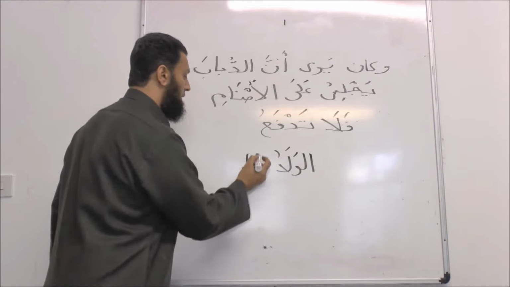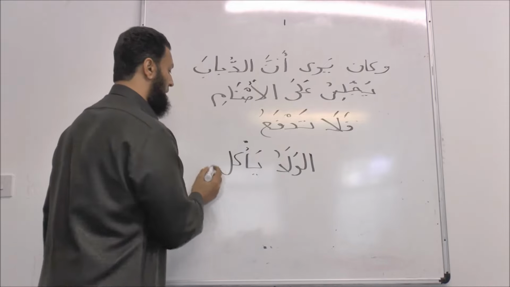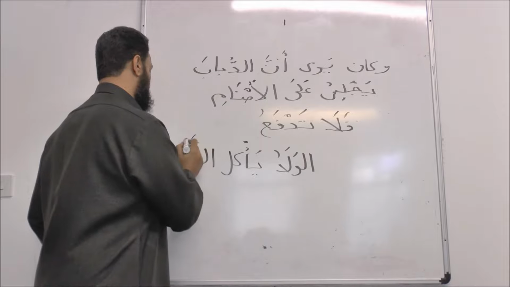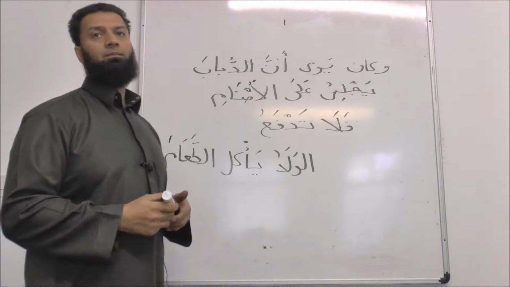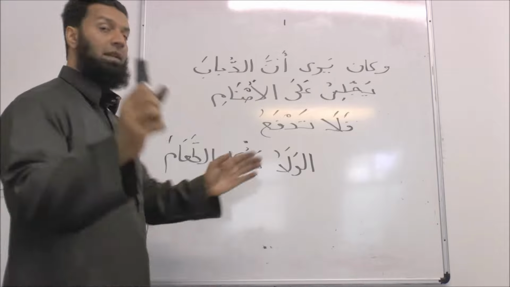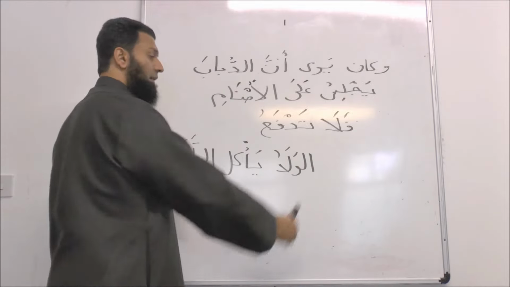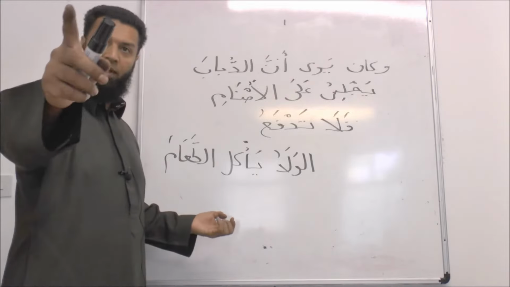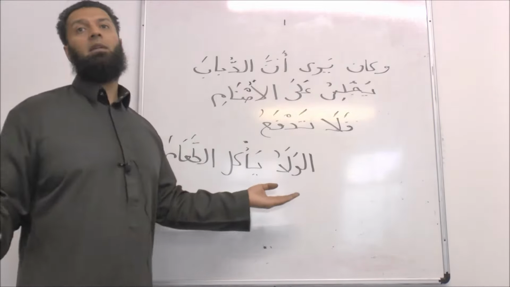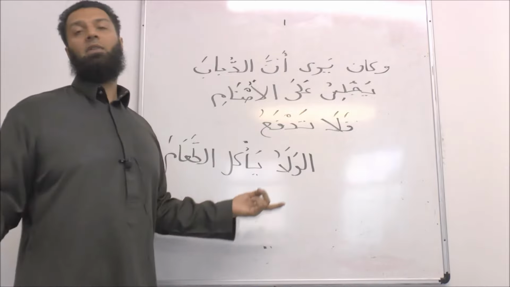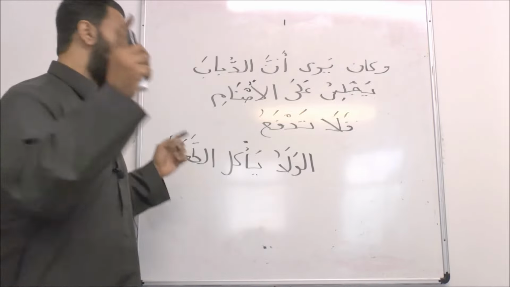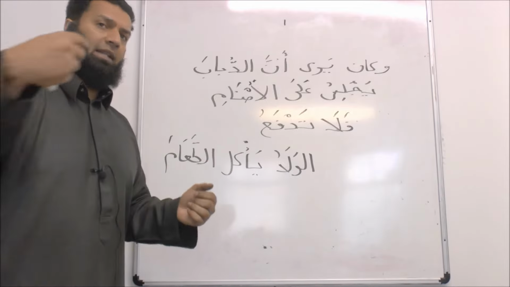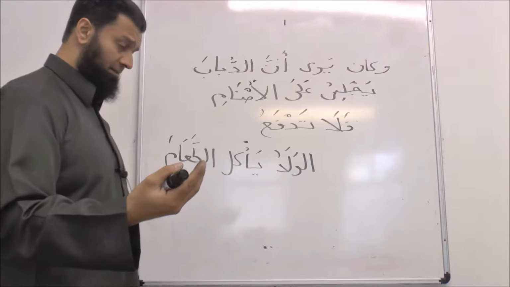Al-waladu yakulu at-ta'ama. Now this sentence, what type of sentence is it? Jumlatul ismiya. How do you know it's a jumlatul ismiya? Because it starts with an ismun, al-waladu, right? So where's the second part of the jumlatul ismiya?